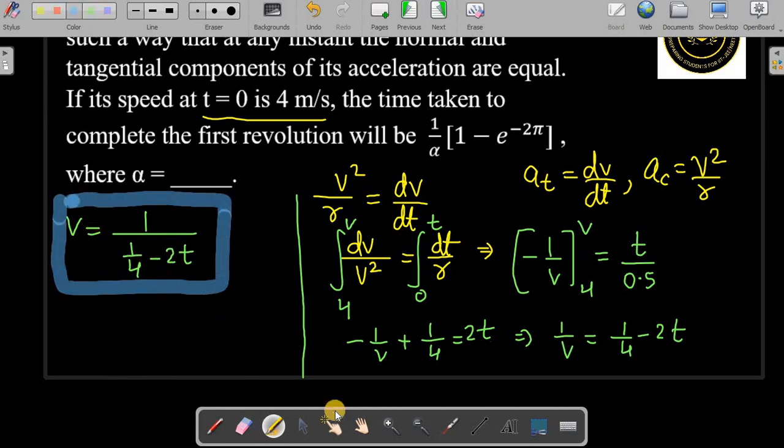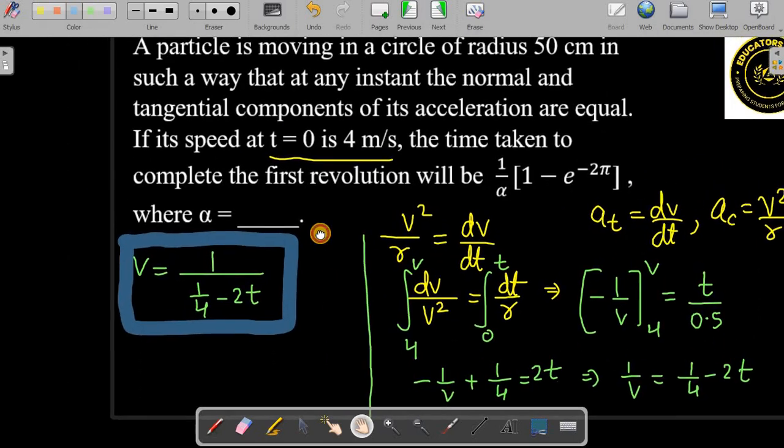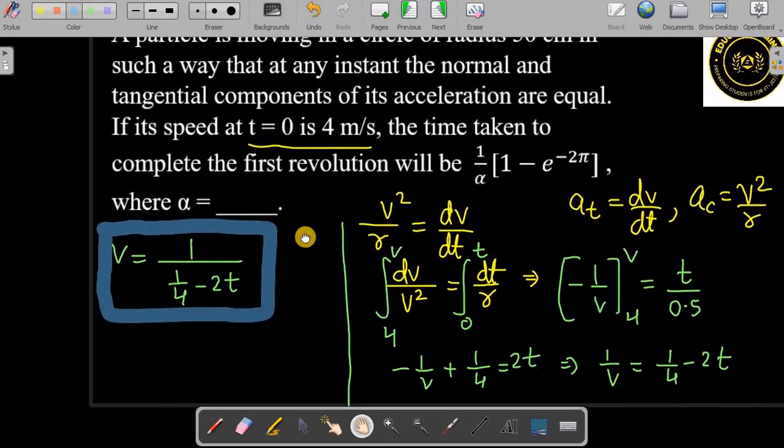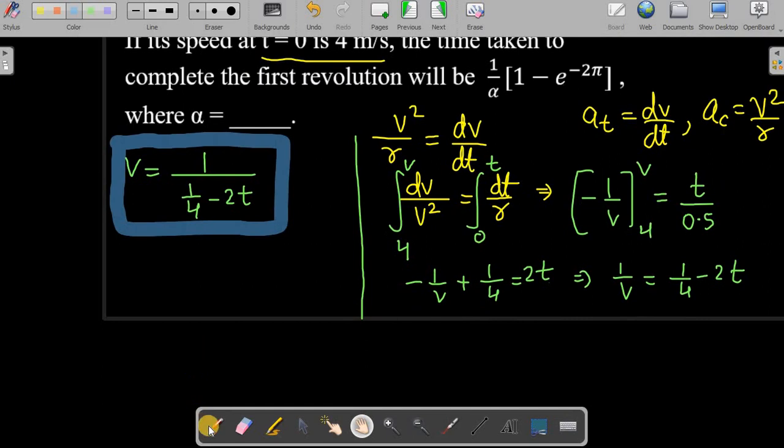This is how velocity changes with time. Now they are asking what? Time taken to complete the first revolution. Let us try to find the time. So here v, remember v is the speed here. And because tangential acceleration is the rate of change of speed, it is instantaneous velocity.